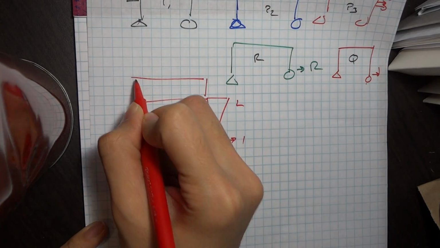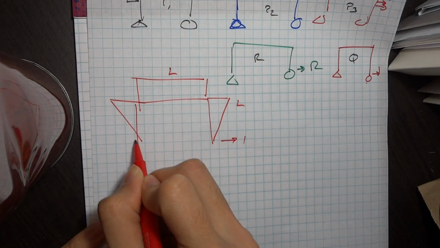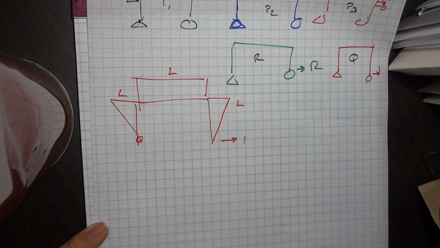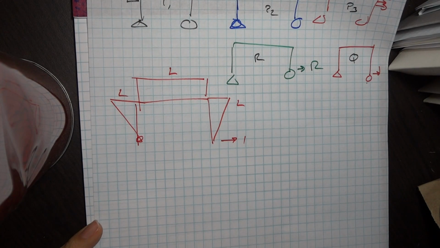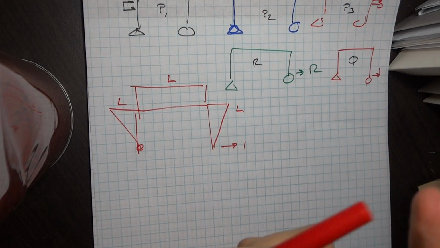The moment diagram is continuous all the way across the top. It's also L. And then we go back down to 0 here. So this is also L. So it's L all the way around. It's triangle, rectangle, triangle. Top part is all L.